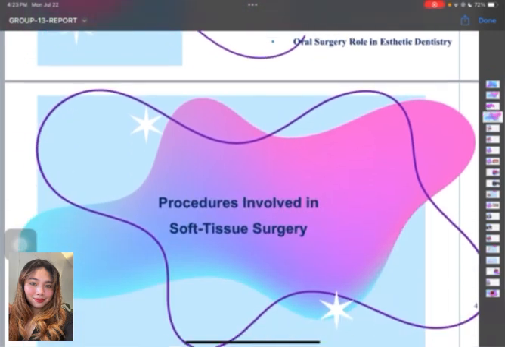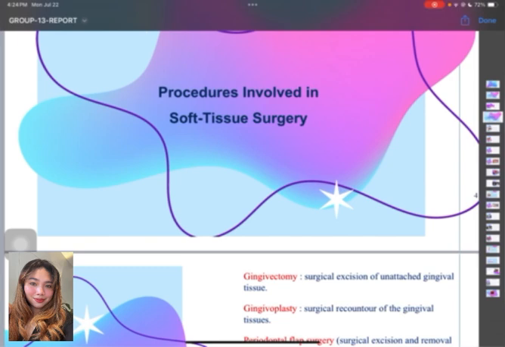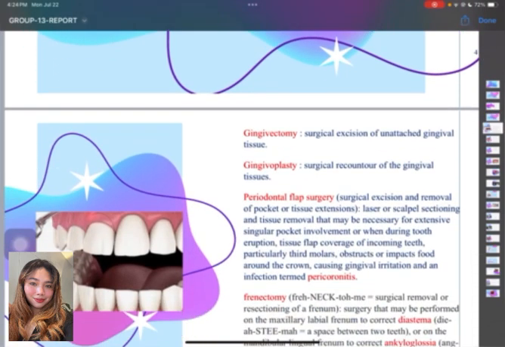So let's start off with procedures involved in soft tissue surgery. We're going to learn what procedures are involved in soft tissue surgery. First one would be gingivectomy. Gingivectomy is a surgical excision of the unattached gingival tissue. And then gingivoplasty is the recontouring of the gingival tissues.